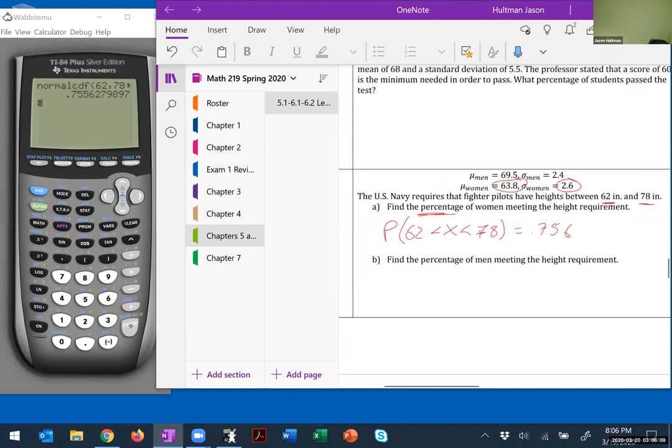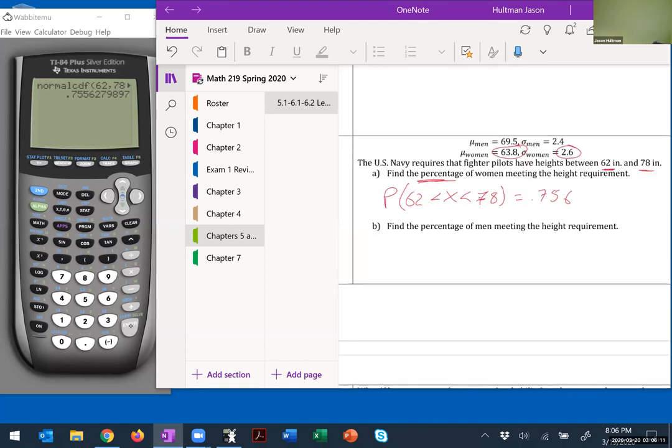Did I skip one? I skipped one. Oh, I'm sorry. I'll go back to that one in a second. Okay, the percentage is 75.6%. Okay. What about the men? Find the percentage of the men meeting the height requirement. Well, again, probability that 62 is less than X is less than 78. But in this case, we're going to use a different mean and standard deviation.